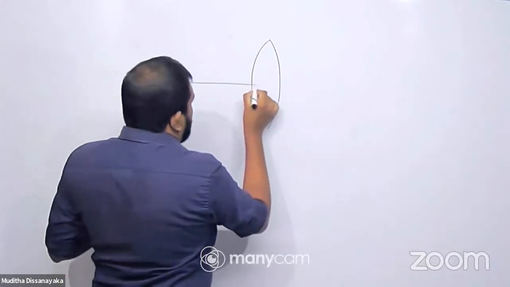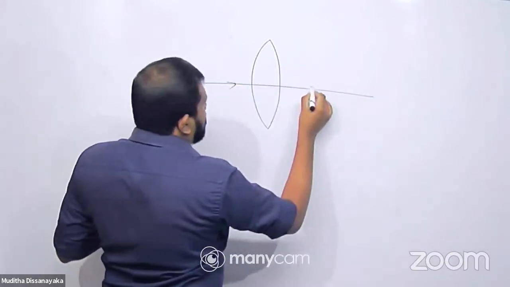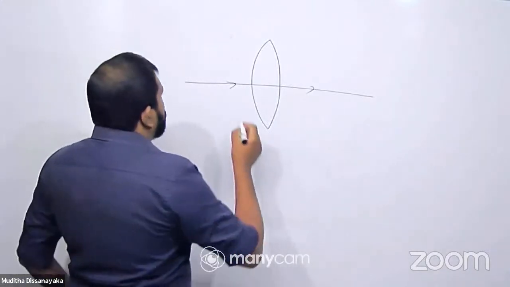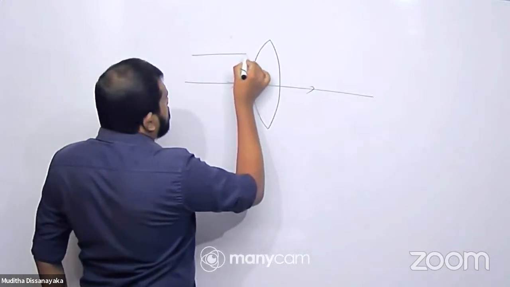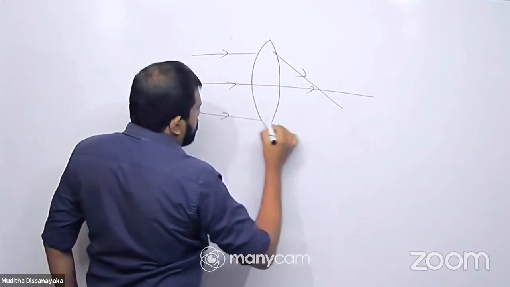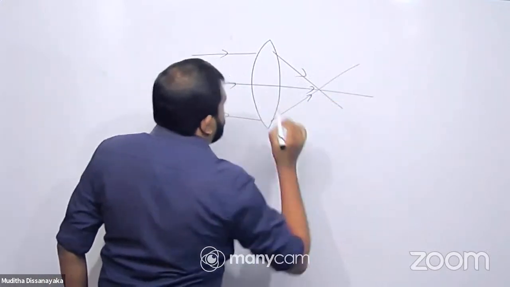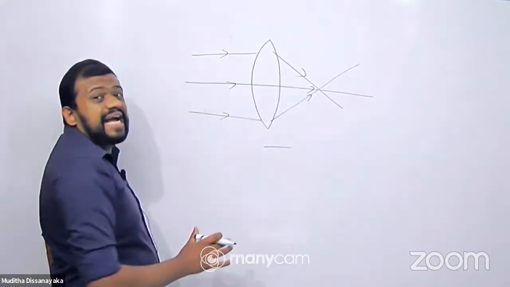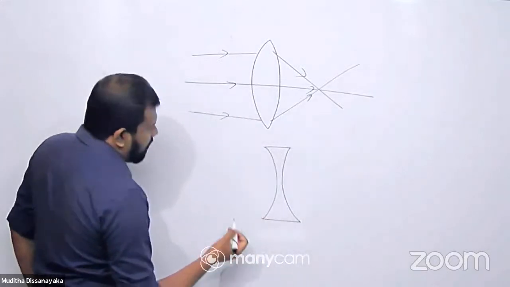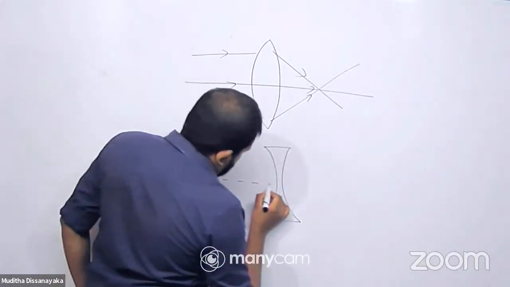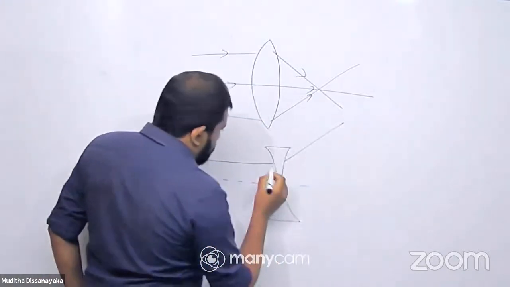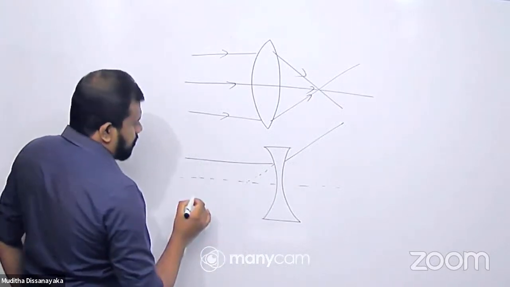If the light enters the center, it should go like this. This ray enters from the center, right? If it was entering from here, it should go like this. So this is a convex lens. Concave lens. These things are really important, Grade 11 also, that means O level. If parallel light falls on this one, it diverges.